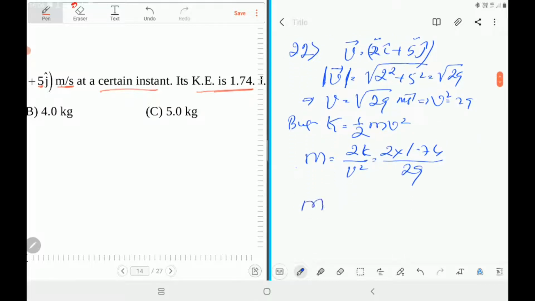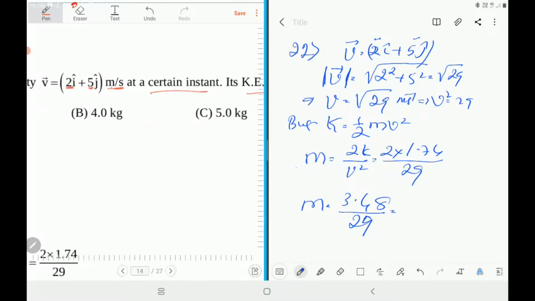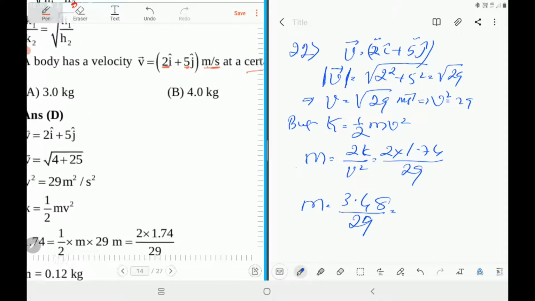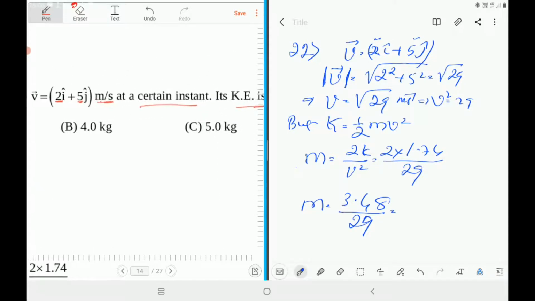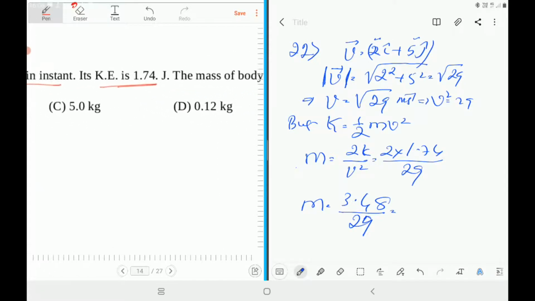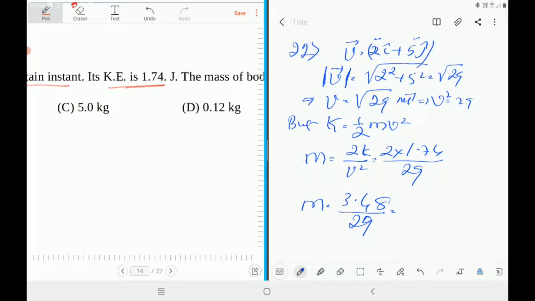So m equals, we multiply: 4 twos are 8, 2 sevens are 14, 2 ones plus 1, 3. It seems to be a bit complex calculation, but if you come across calculations like this, there will be some trick you need to identify. How to do it? Start regular division. If you identify 2 digits, answer done, because the options are option A 3, option B 4, option C 5, option D 0.12. If you identify just 1 digit, answer done.